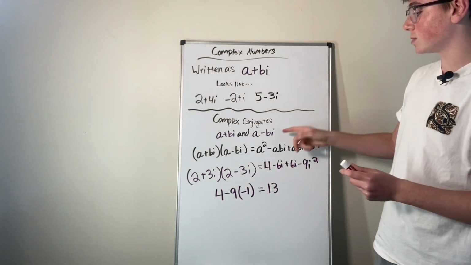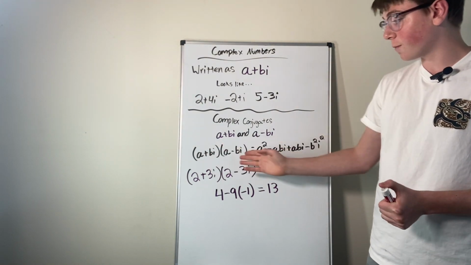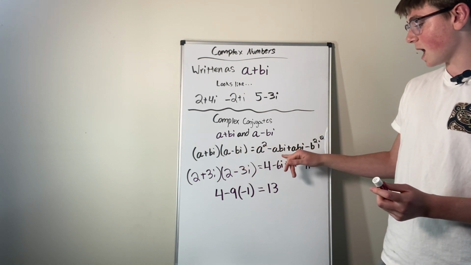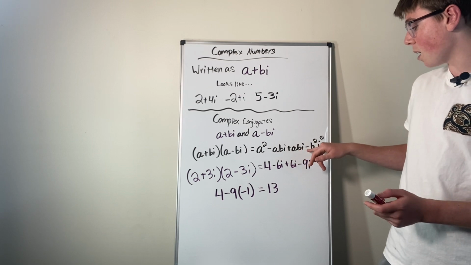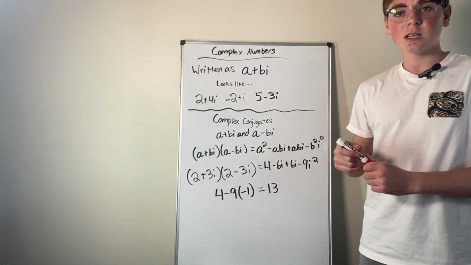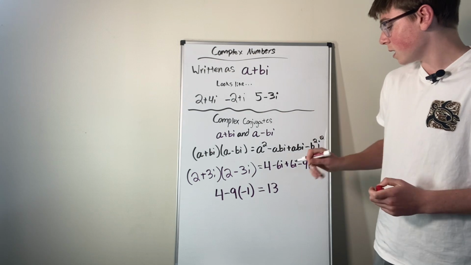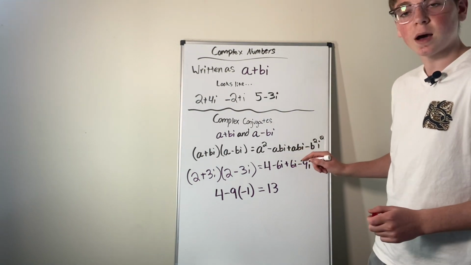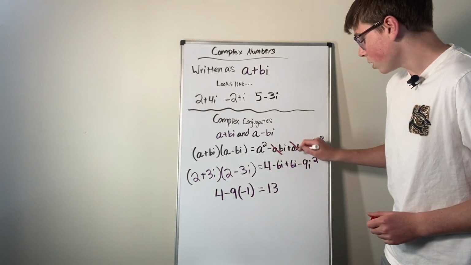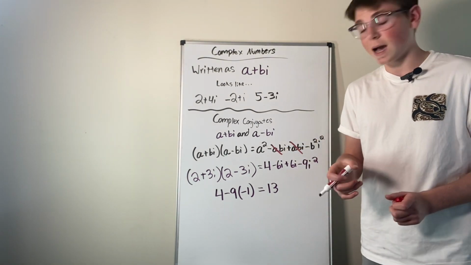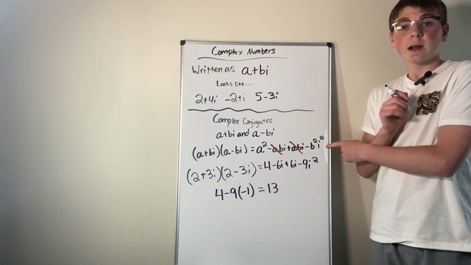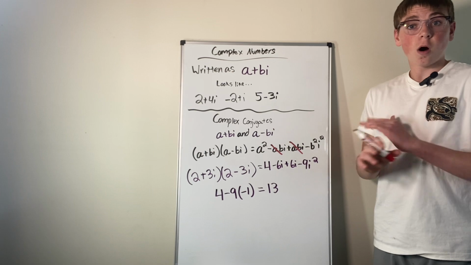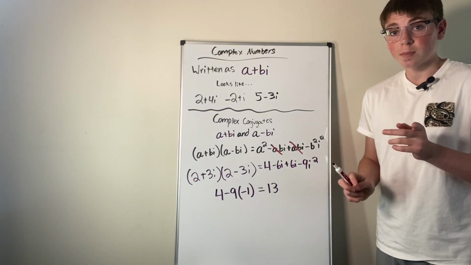But a plus bi times a minus bi. If we wrote that out, we'd get a squared minus abi plus abi minus b squared i squared. And what this really means is negative abi and positive abi cancel each other, so the i's are gone. The reason is, if you remember, i is root negative 1, so i squared is negative 1. So all the i's are gone, and now you have a real number.